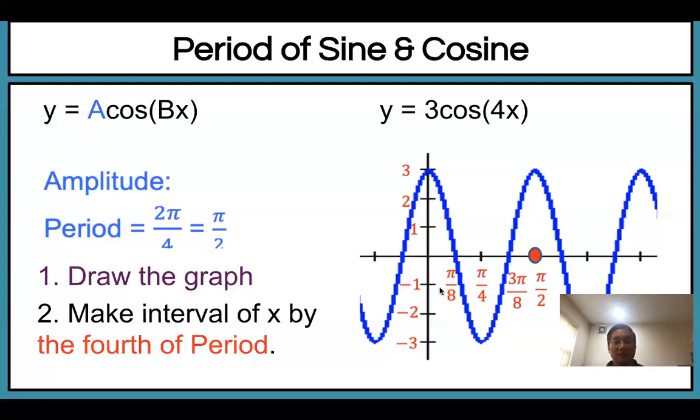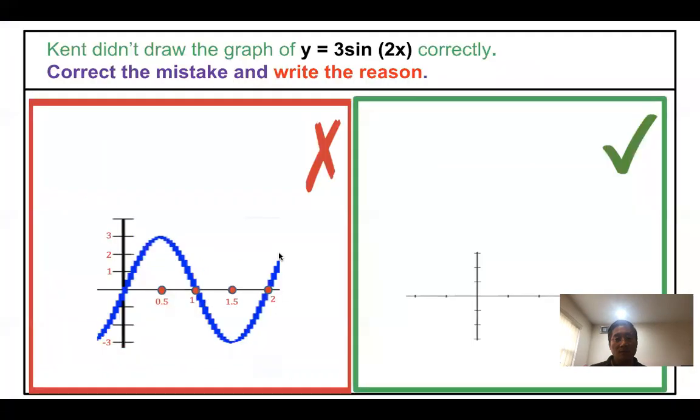Then you are done. So far you learned how to determine the amplitude. You know how to determine the period. You can draw the cosine curve or sine curve for any function. So everybody remember, right? So take a look, get this. Now you can do it by yourself.